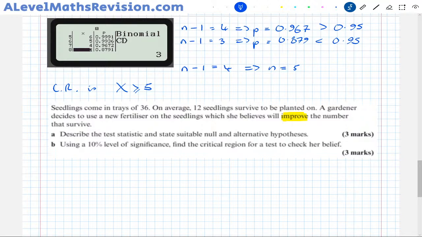Describe the test statistic. Well, that's us writing in words what we're testing, P. So P is the probability that a seedling will survive.